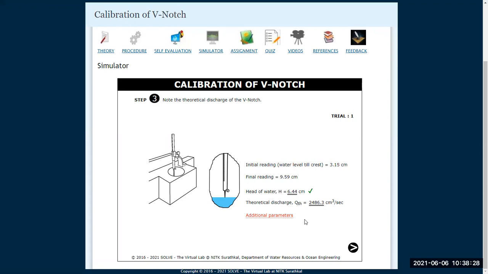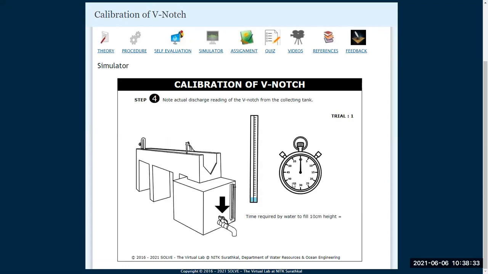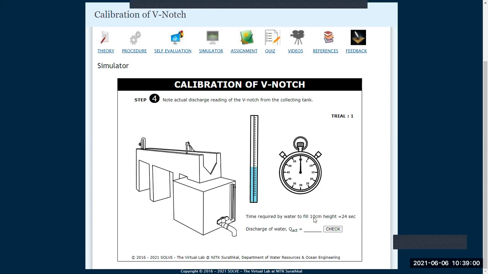So once you calculate the theoretical discharge, the next you have to do is, see, the same water will flow and be collected in the collecting tank. Okay, so before collecting in the collecting tank, what you have to do is close the exit valve. See here, so you have to close the exit valve. Then water will get collected in the collecting tank, and you have to note down the time to rise a 5 centimeter head of water or 10 centimeter. So here the head of the rise of water inside the collecting tank is taken to be 10 centimeter.